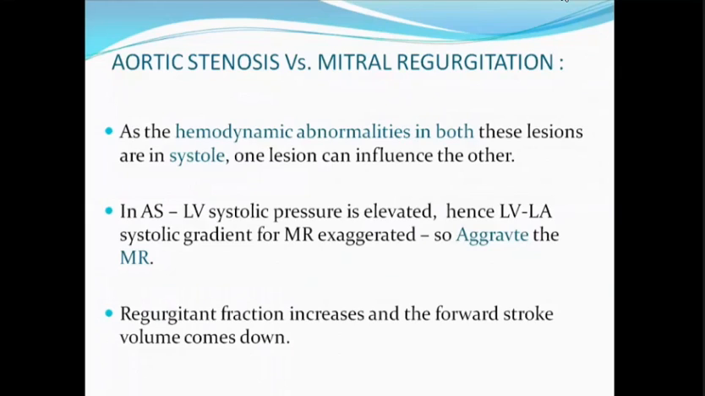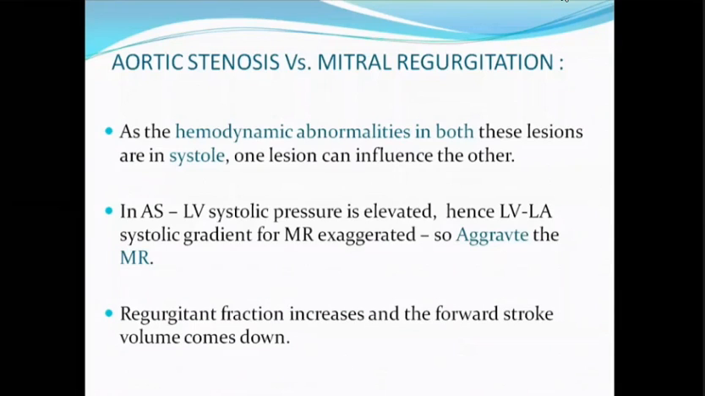Second lesion is aortic stenosis versus mitral regurgitation. So if a patient presents with both aortic stenosis as well as mitral regurgitation, how to differentiate? As the hemodynamic abnormality in both these lesions is in systole, one lesion can influence the other. In aortic stenosis, LV systolic pressure is elevated, hence the left ventricle to left atrial systolic gradient for mitral regurgitation is exaggerated.